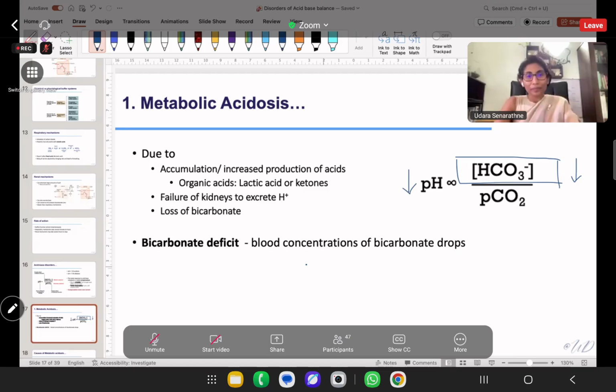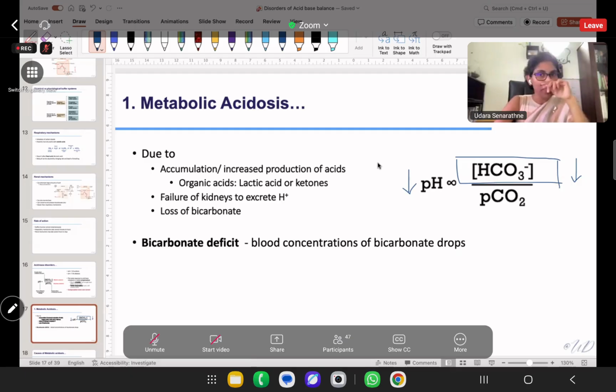And here, the reason would be mostly either you're producing excess acids, which are mostly organic acids, such as lactic acid or keto acids, or your kidneys are failing to excrete H+. Or you can lose bicarbonate in some other way. Any ways that you can lose bicarbonate? Any ways that come to your mind? In diarrhea. Yes. Okay, I got it.